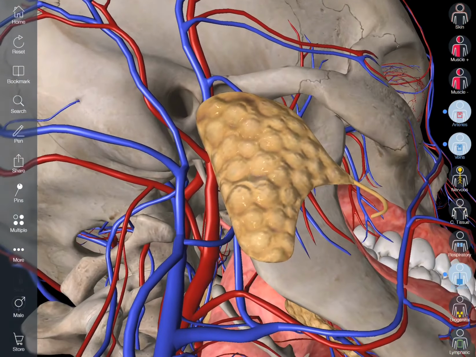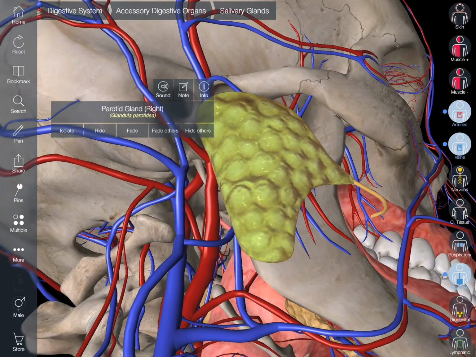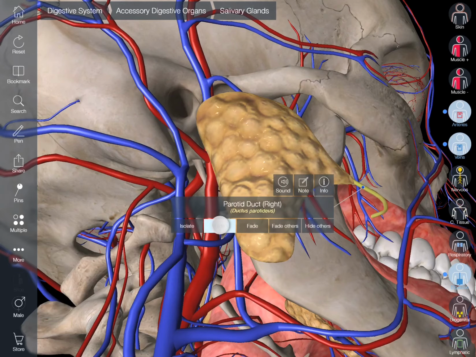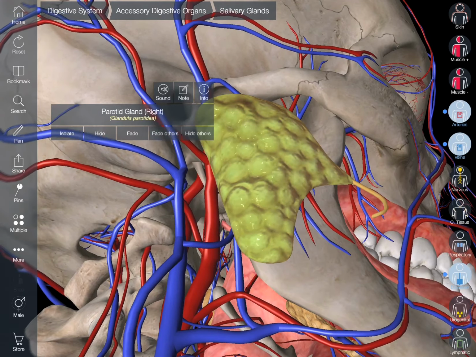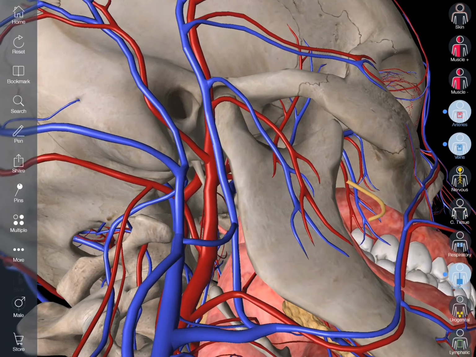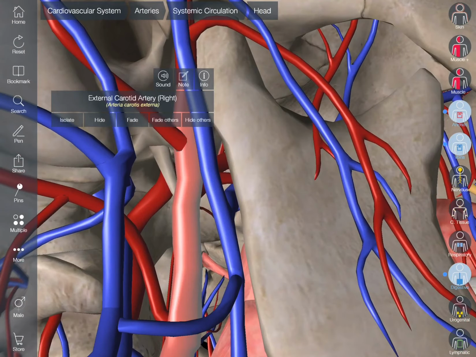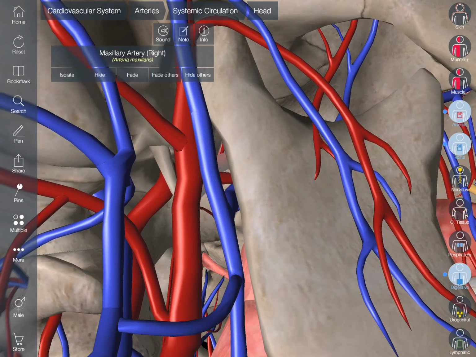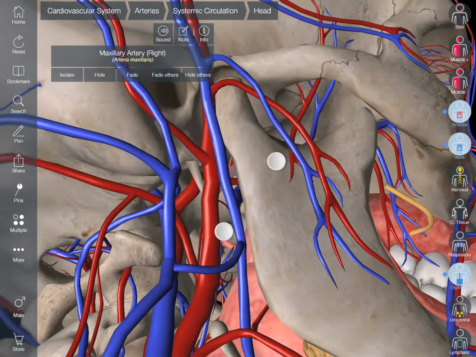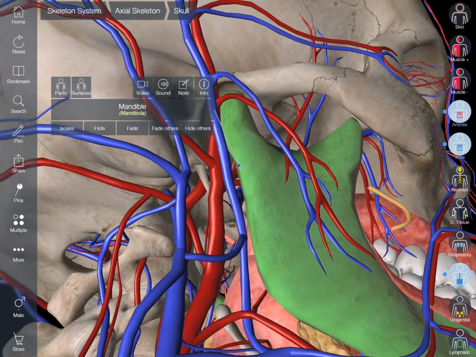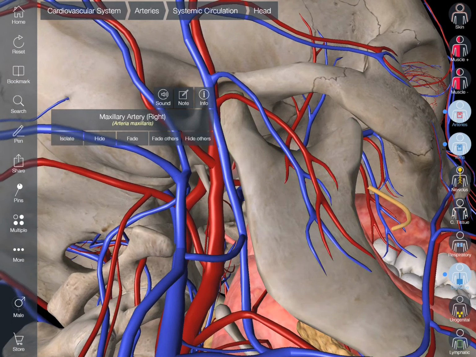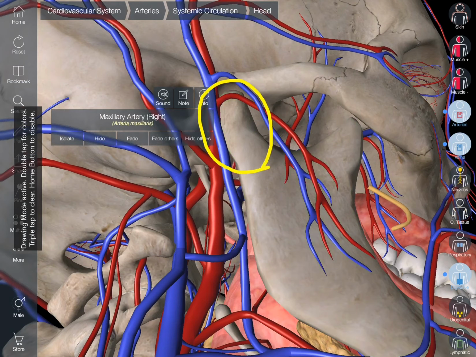We've got the maxillary artery. Let's hide this guy. This is the parotid gland, by the way, and this is the parotid duct. But anyhow, let's hide these. Okay. So here, from the external carotid artery, we've got the maxillary artery. It's beneath the mandible, close to its head. This is head, or the condylar process of the mandible.